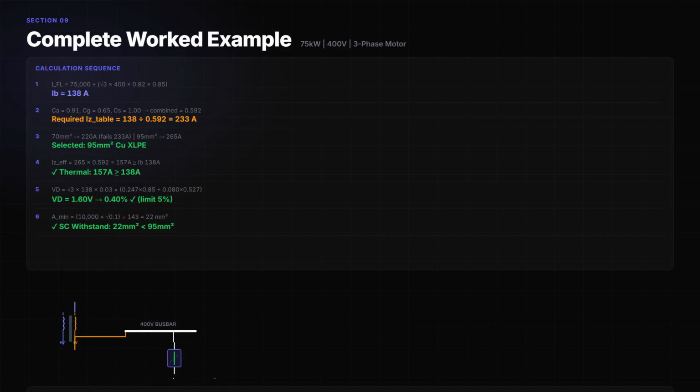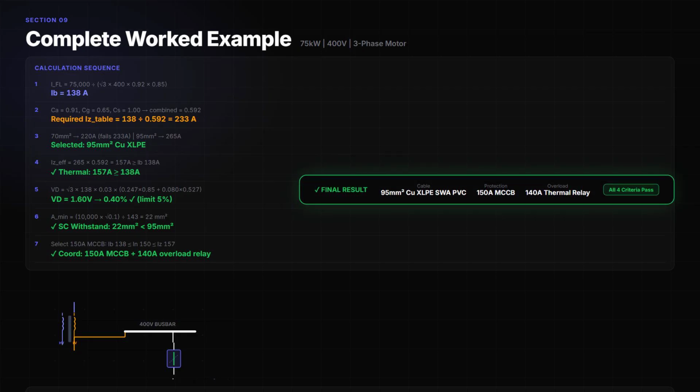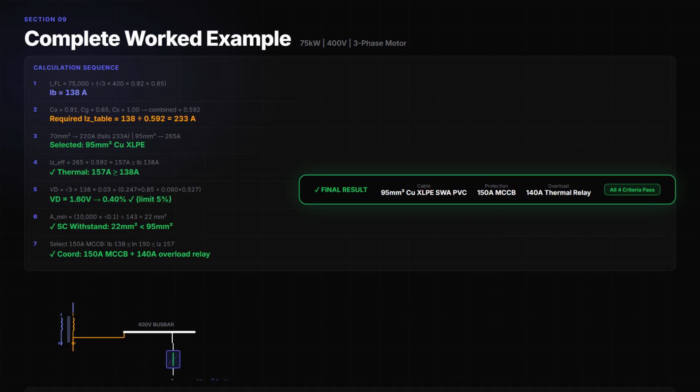Step 2: derating. Ambient 40 degrees, XLPE, CA is 0.91, 4 circuits on tray, touching, CG is 0.65. Combined derating, 0.91 times 0.65 equals 0.592. Required tabulated rating, 138 divided by 0.592 equals 233 amperes minimum. Step 3: cable selection, 70 square millimeter is rated 220 amperes, not sufficient. 95 square millimeter is rated 265 amperes. After derating, 265 times 0.592 equals 157 amperes. This exceeds 138 amperes. Criterion 1 passes.